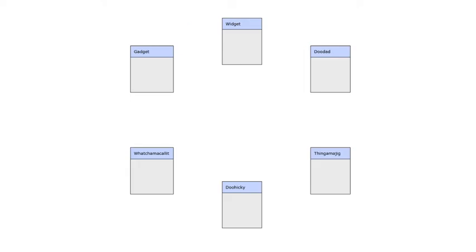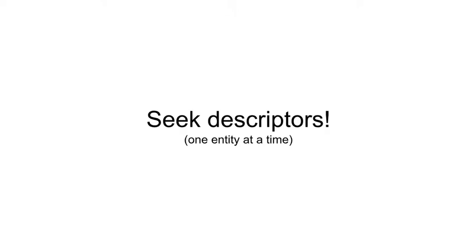Returning to this model, where would you start to seek relationships? It's a trick question. The answer is simple. Don't seek relationships yet. Seek descriptors.